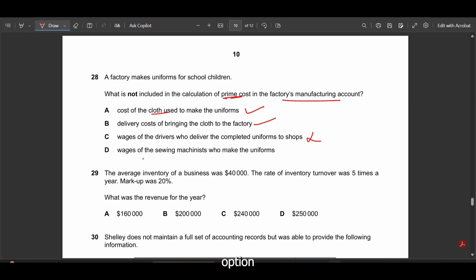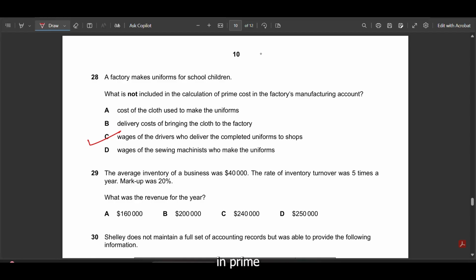The last option, wages of the sewing machinist who makes the uniform. So obviously this is recorded. They are talking about direct labor over here. So A, B, D are included in your prime cost. The correct answer would be option number C. Why? Because it is talking about the finished goods.